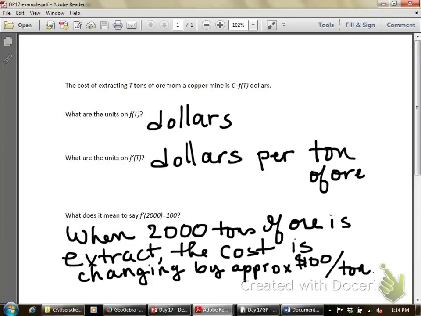If less or more ore is extracted, the cost might be changing by less or more. Okay, but right now, when 2,000 tons of ore is extracted, the cost is changing by approximately $100 per ton.